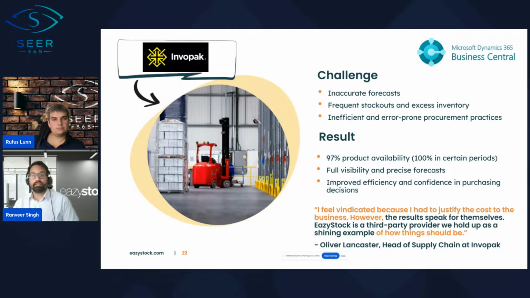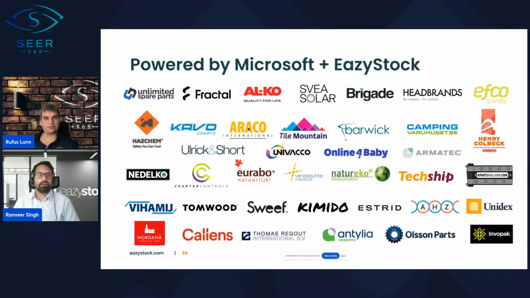After this, the purchasing team now works with greater efficiency and confidence. And Oliver Lancaster, the head of supply chain there, even put it like this, that the results speak for themselves. And he thinks EazyStock is a shining example of how things should be. So he was very happy with his decision to purchase us, and very happy with the results that we were able to help him achieve. That's an excellent quote. Yeah.